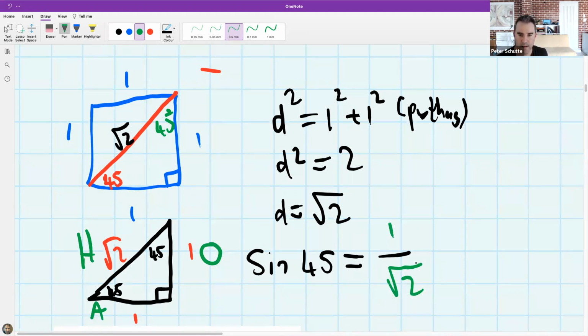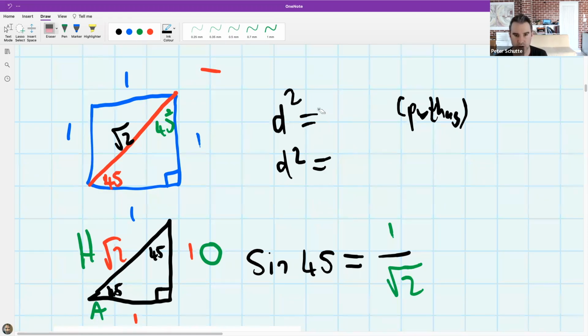Yep. So the sine of 45 is 1 over root 2, and I don't need a calculator to figure that out. All I need to know about is the special triangle. And whenever I use that fact in a test or exam, I can just write this little triangle there, and then I don't need to use my calculator for this type of trig expression.